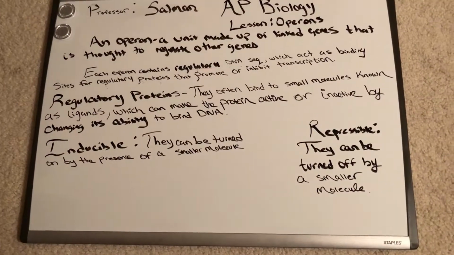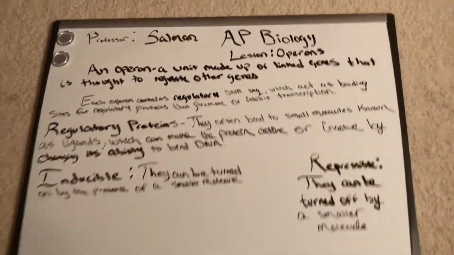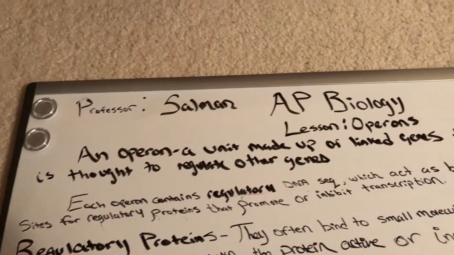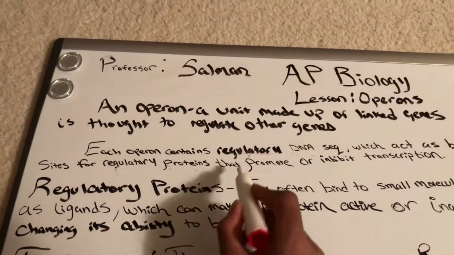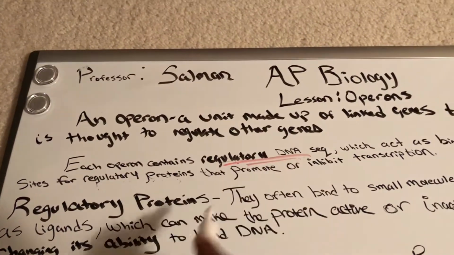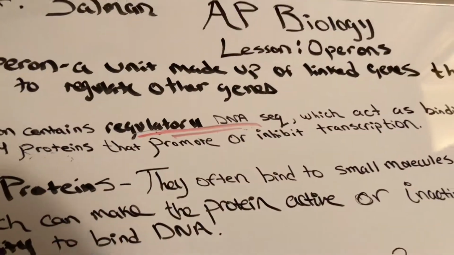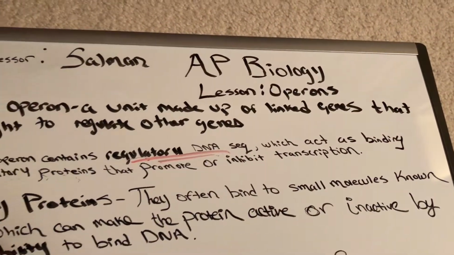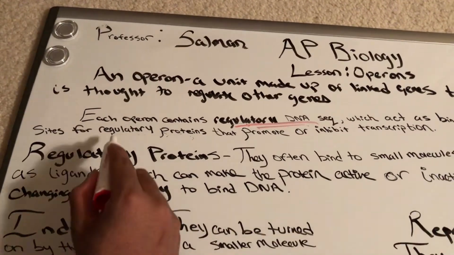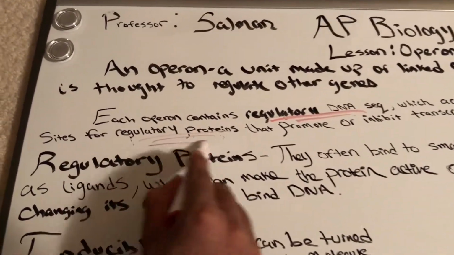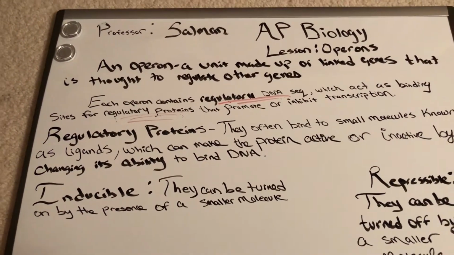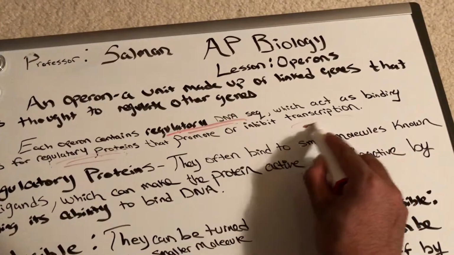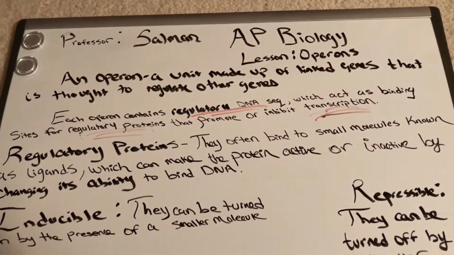An operon is basically a unit made up of linked genes that is thought to regulate other genes. Each operon contains a regulatory DNA sequence, which is very important. And that DNA sequence acts as a binding site for regulatory proteins, which are also very important to the process of this operon, that promote or inhibit the process of transcription, which is also another key thing.